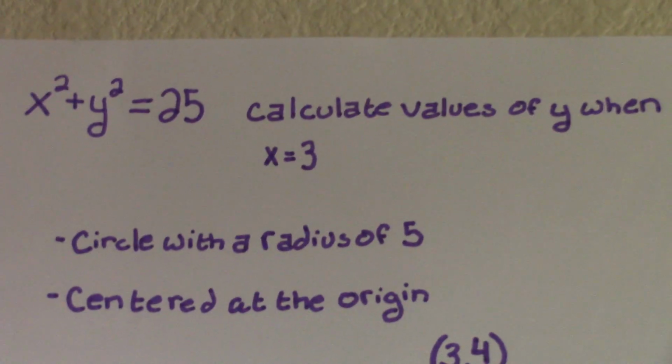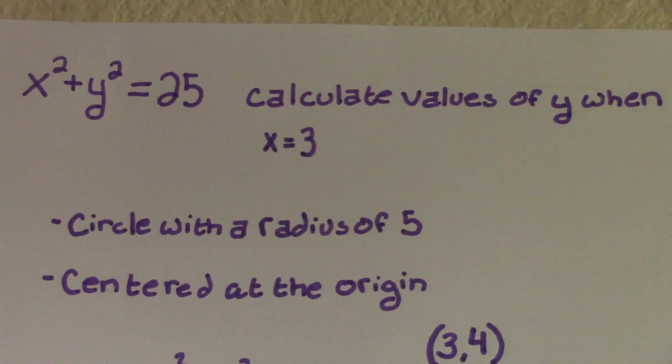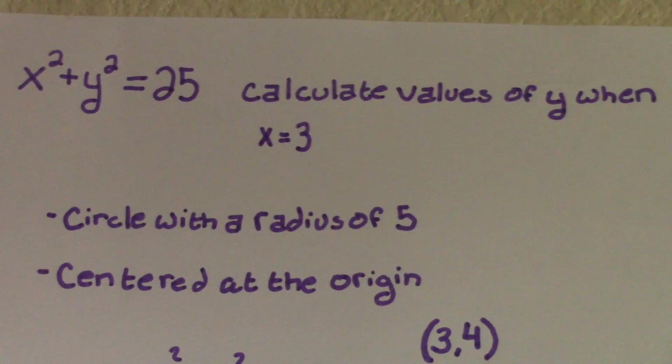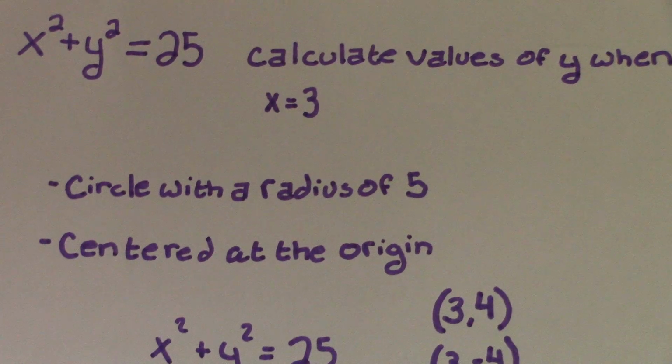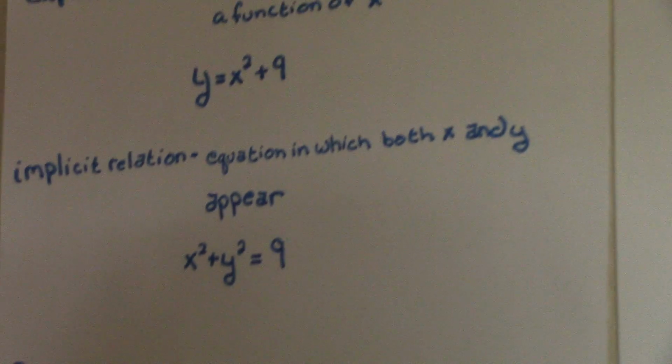Now we're going to go through an example. This example is actually from class: x squared plus y squared equals 25. We're going to calculate values of y when x equals 3. We know x squared plus y squared equals 25 is a circle centered at the origin with a radius of 5 this time, instead of a radius of 3 like the example over here.